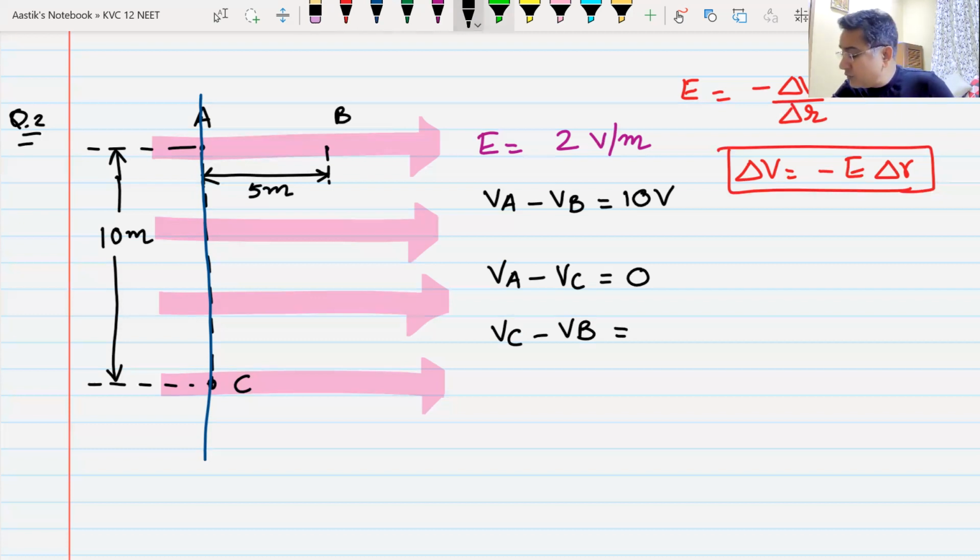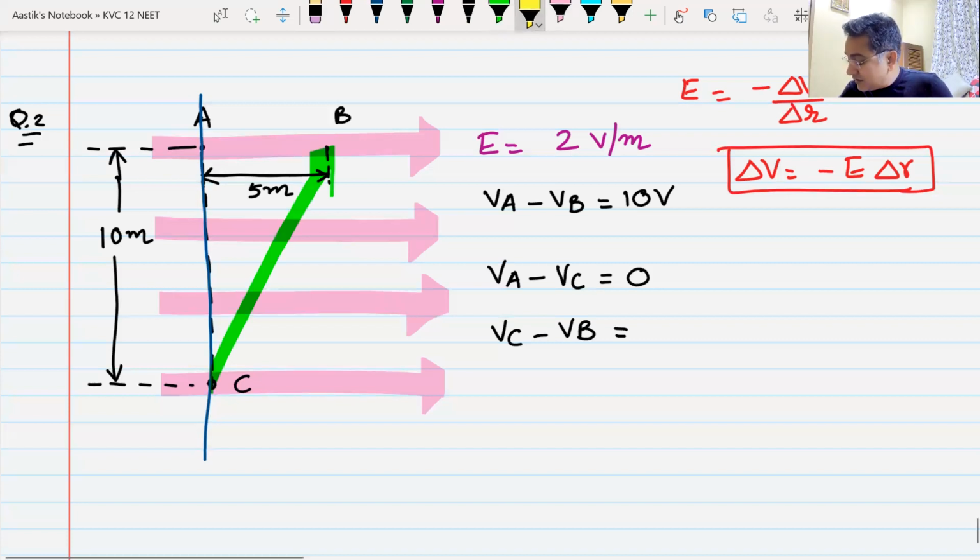You will have to move from C to B. Now you can move from C to B in different ways. You can move from C to B in this direction like this, or like this. Or you can move from C to B first like this and then like this.